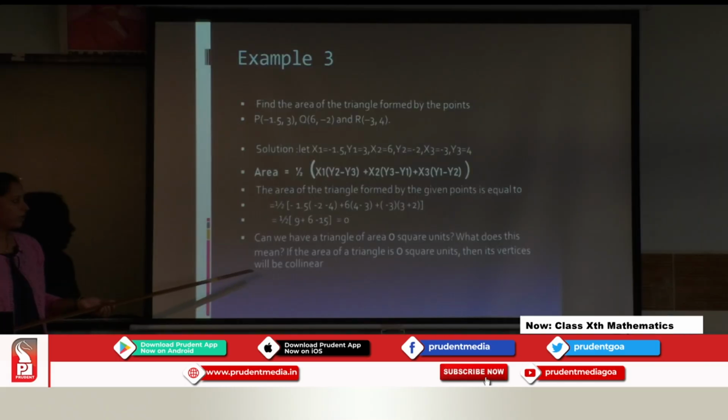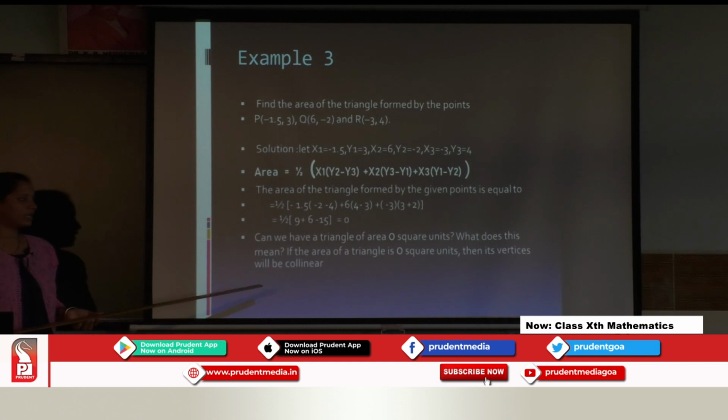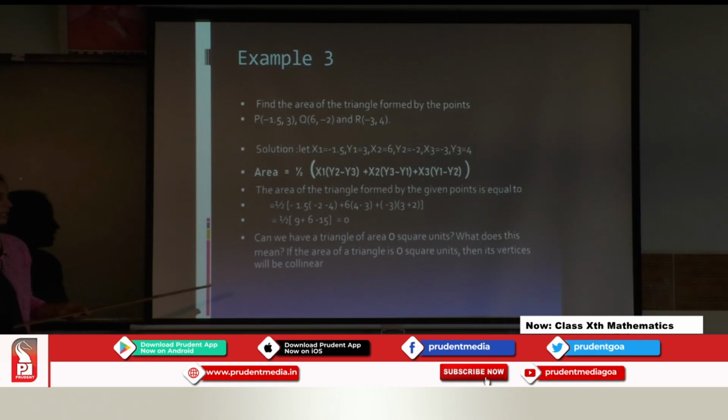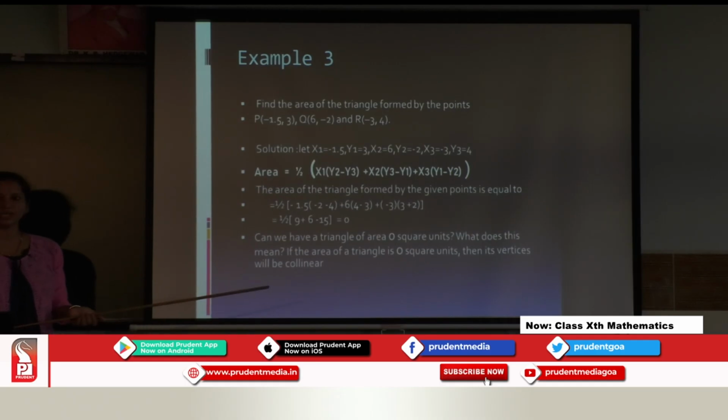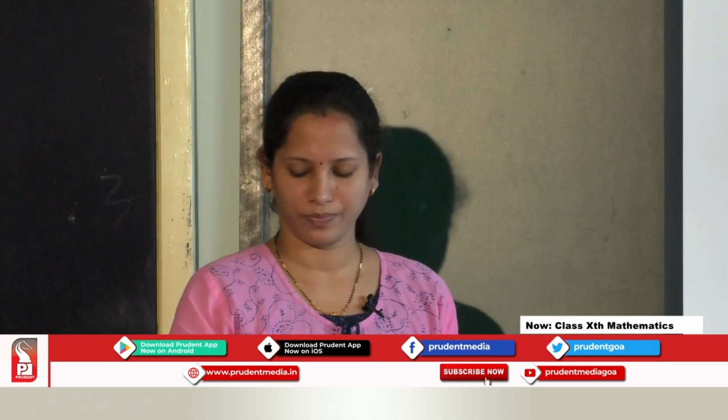Can we have a triangle of area 0 square units? No. What does this mean? If the area of the triangle is 0 square units, then its vertices will be collinear. That means all the points are in a straight line. If the area of the triangle is equal to 0 square units, all the points are collinear.